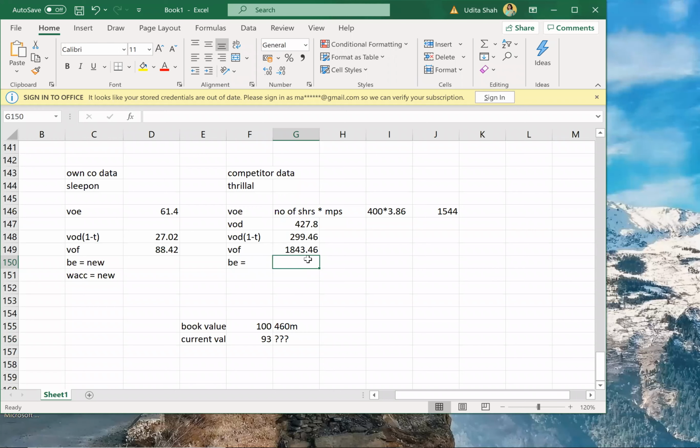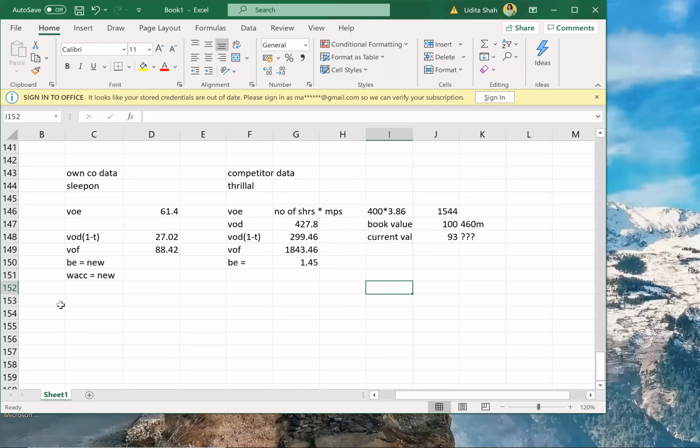Next, beta of equity. Trilal's beta of equity is directly given. 1.45. It is given in the problem. Now finally we can start our problem. Now we can start with our steps. Should I start?